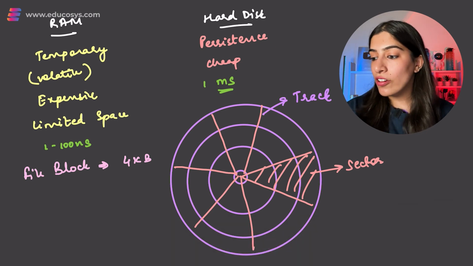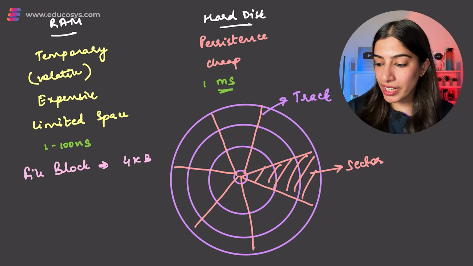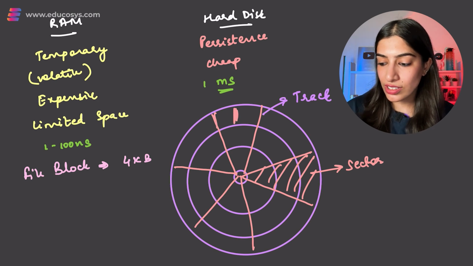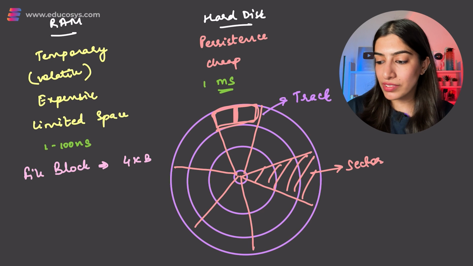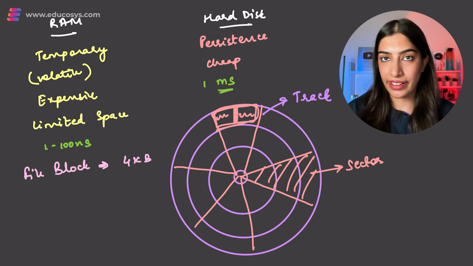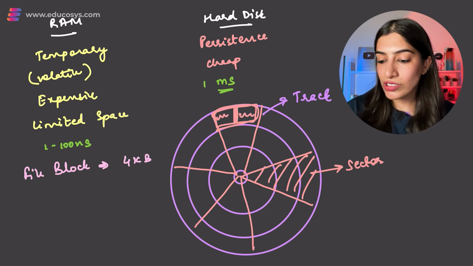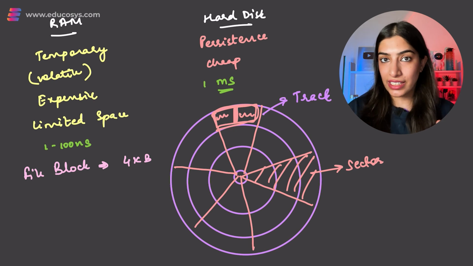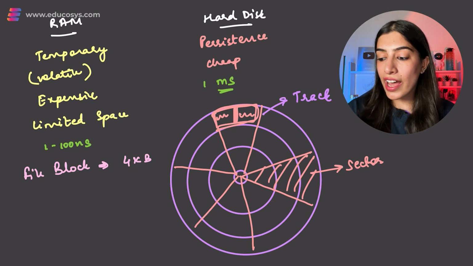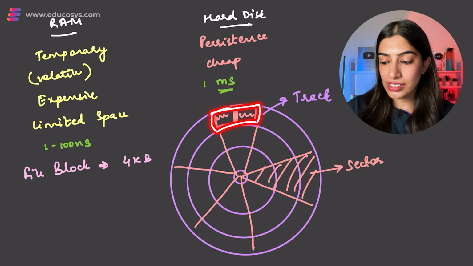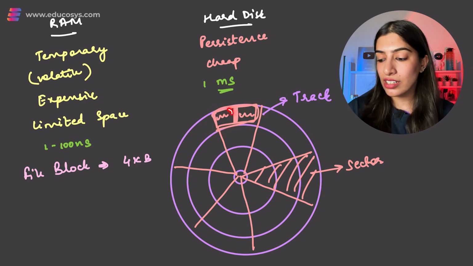What do I mean? For example, if we have to consider some data which is over here, this is one file block and we are considering data over here. Now there is some data on the left, there is some data on the right, but it is not like I can take out just this particular data. In order to process that data, I have to take this entire disk block from the hard disk to RAM.